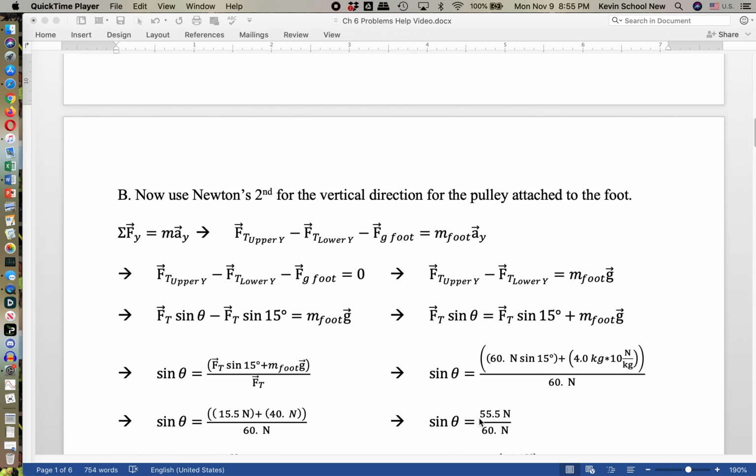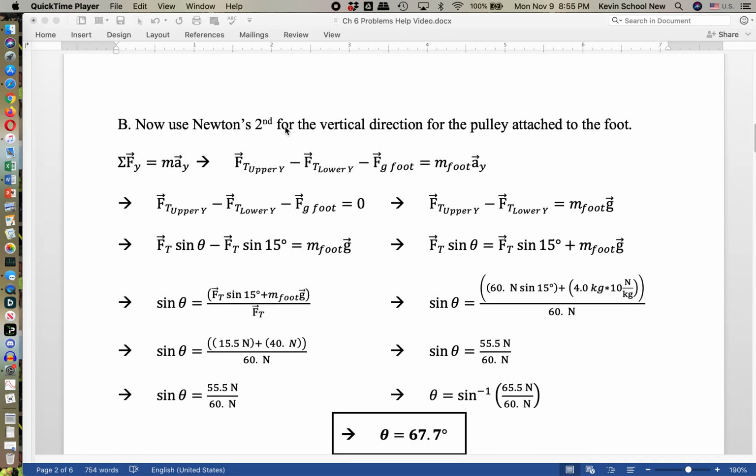For part B, we'll again use Newton's second law for the vertical direction for the pulley attached to the foot. So we have F equals ma in the y direction, and we have the y component of the tension of the upper rope, minus the y component of the tension of the lower rope. And we have a force of gravity from the foot acting downwards, and those will be equal to m times a in the y direction. Again, not accelerating, so the m times a term is 0.